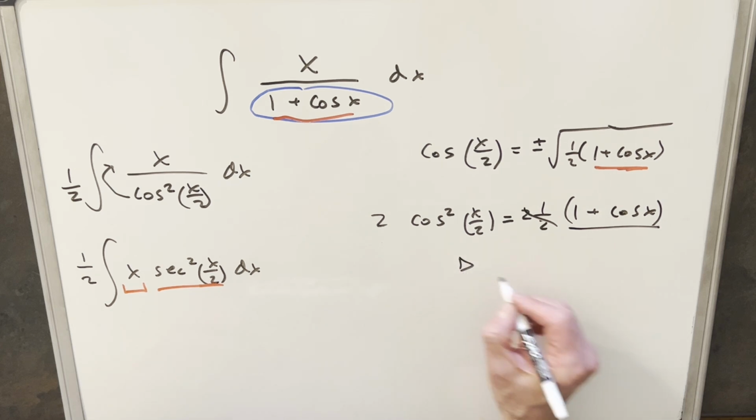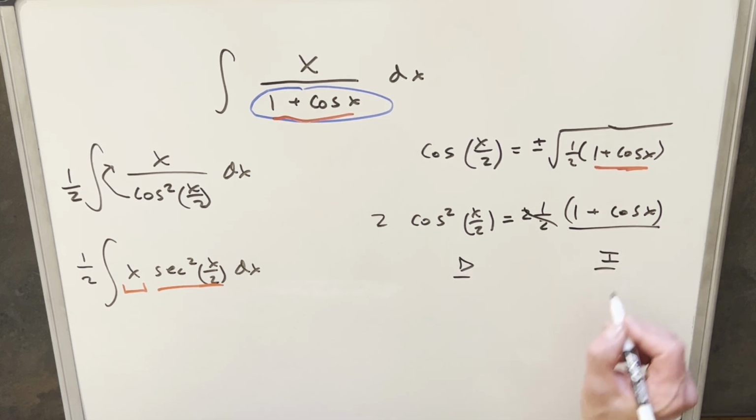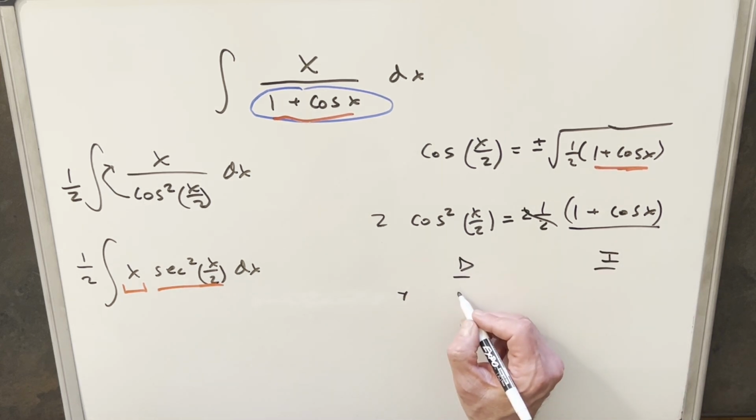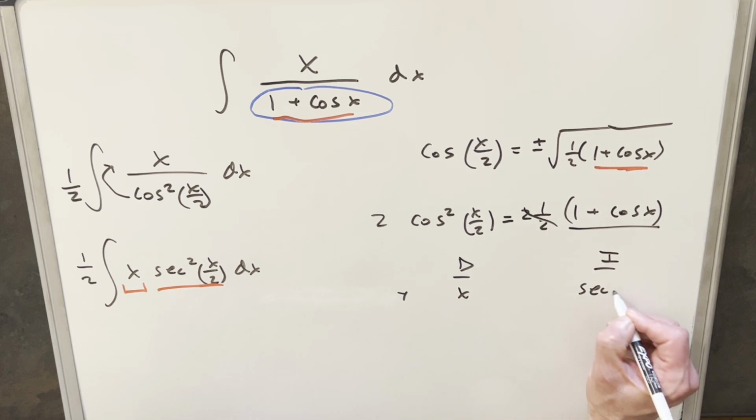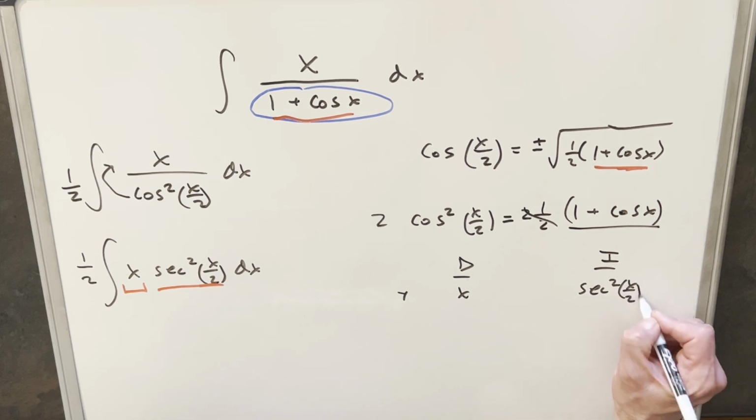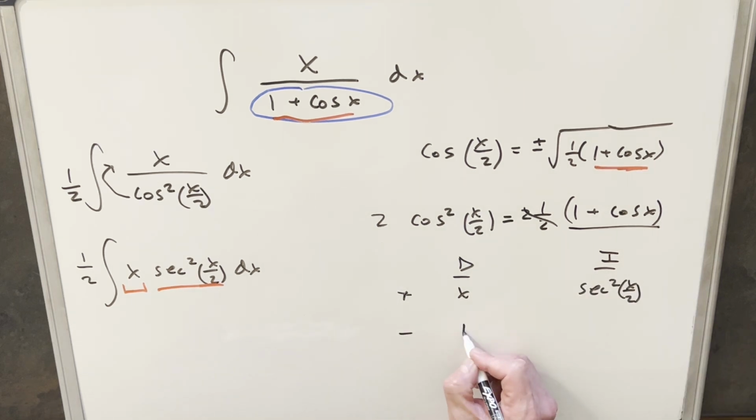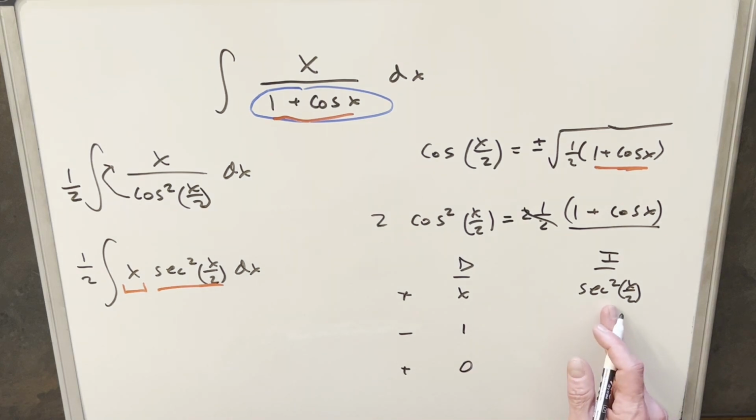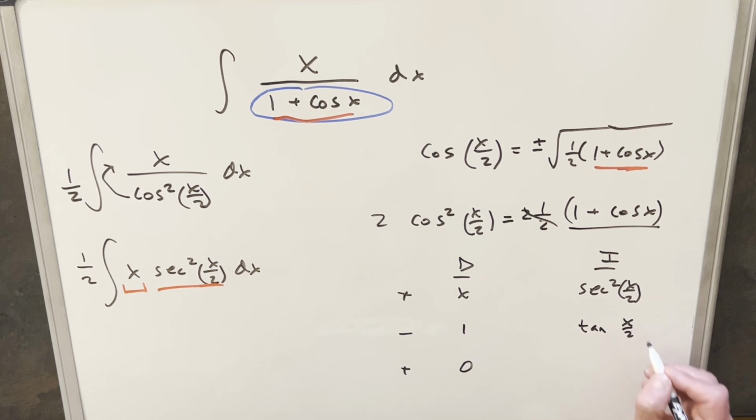So we'll come over here to the right and use the DI method or tabular integration. We'll differentiate x and we'll integrate secant squared x over 2. The derivative of x is just 1. The derivative again of 1 is just 0. The integral of secant squared x over 2 is just tan x over 2. But don't forget this 2 here, because we need to bring this up front when we integrate.